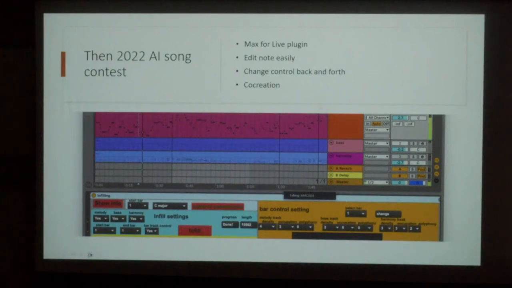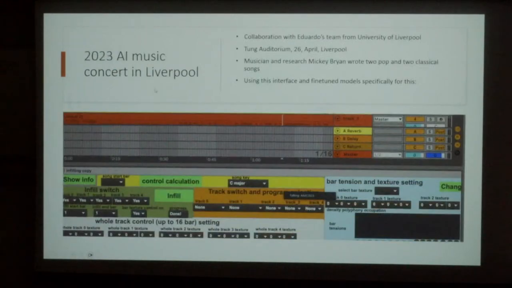OK, this is the Max for Live plugin. The user can add a note, edit a note, and they can change the control back and forth. And it can help me to do the co-creation for the first time, I have to say. And then several months passed. It is this year. I improved the interface. Now it is like this shape.